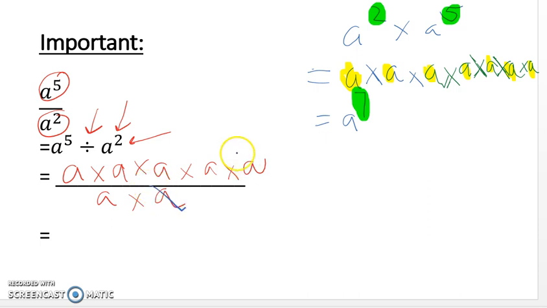I can cancel one from the denominator and one from the numerator. You can see I still have an a common to both the denominator and the numerator. So what I am left with after I cancel them, the a's go into each other exactly once, so I don't have to worry about those now. I'm left with a times a times a, which is a to the power of 3. I'm hoping, considering what happens when we multiply, you can see that instead of adding the powers like we do with multiplying, we actually subtract the powers. And that's the rule that we're going to use.